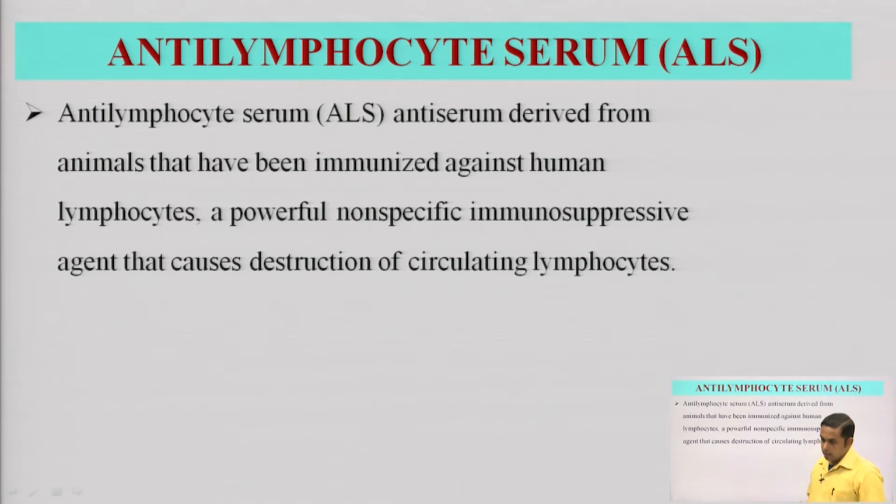Here the anti-serum is derived from animals that have been immunized against human lymphocytes. It is a powerful immunosuppressive agent that causes destruction of the circulating lymphocytes. So, in ALS we can use this technique.